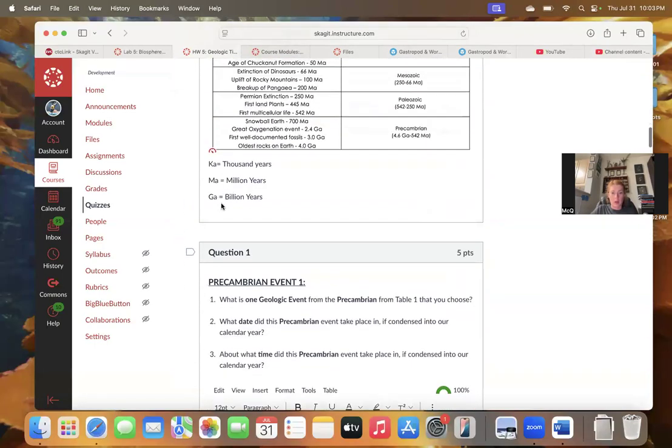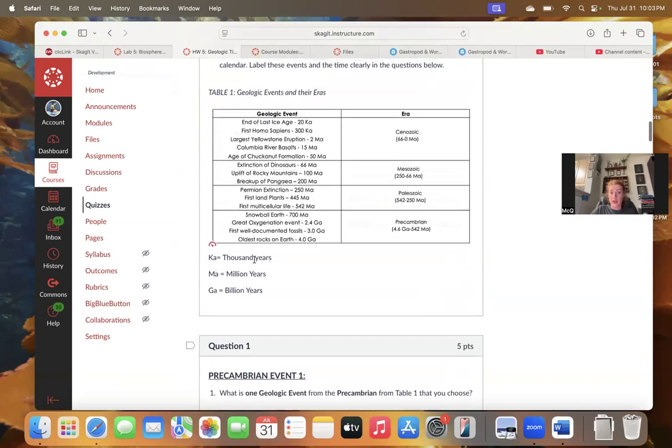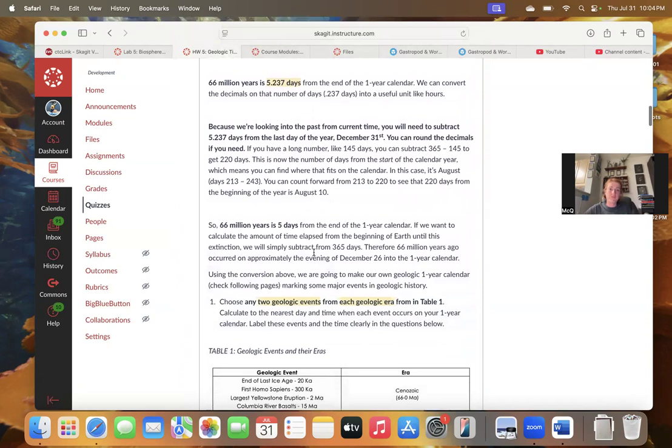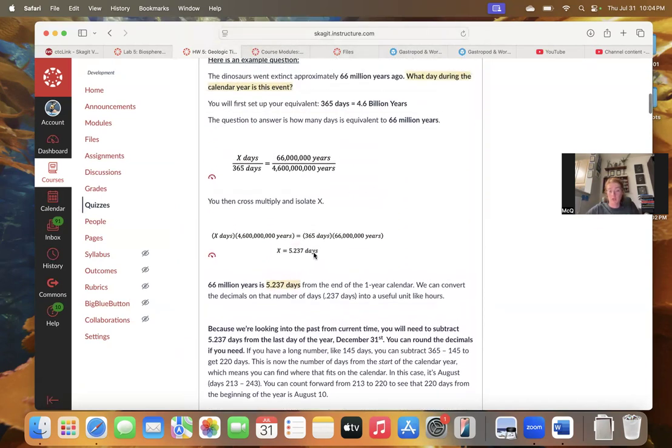So just real quick, I put in the bottom here, KA just means 1,000 years. So end of last ice age, 20 KA, that's 20,000 years ago. MA is millions of years. So largest Yellowstone eruption was 2 million years ago. And then GA is billions of years. So you're going to see the oldest rocks on Earth are 4 billion years old. They're actually like 4.3 now. We just got some research saying that they're about 4.3 billion years old. It's so cool. But we'll just use that number for here. That's fine. Okay, so back to our ratios.